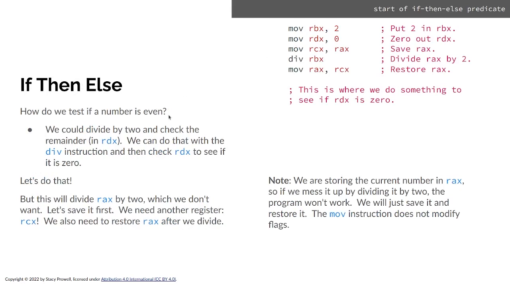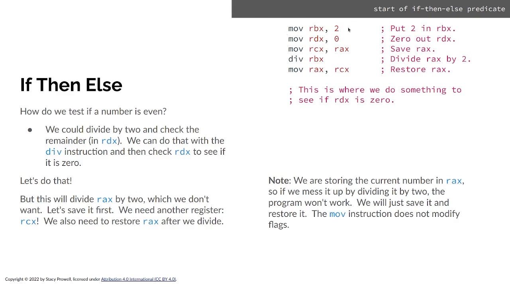Well, we don't know how to do much in assembly yet, but we do know how to divide by 2. And if you remember, division puts the remainder in RDX. So we can divide by 2 and look at the remainder. We can do that by putting 2 in RBX, 0 in RDX, dividing RAX by RBX, and then we'll know, because RDX will tell us the remainder. The problem is this will also divide RAX by 2, which will change its value, but we want it to hold the current value. So let's save it.